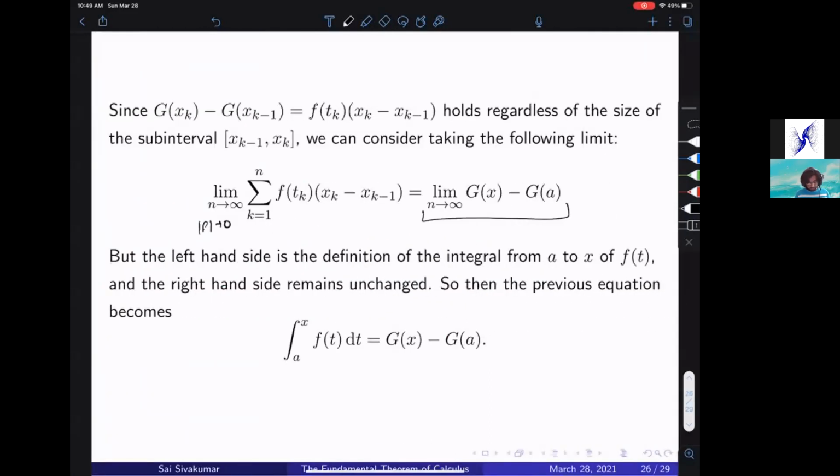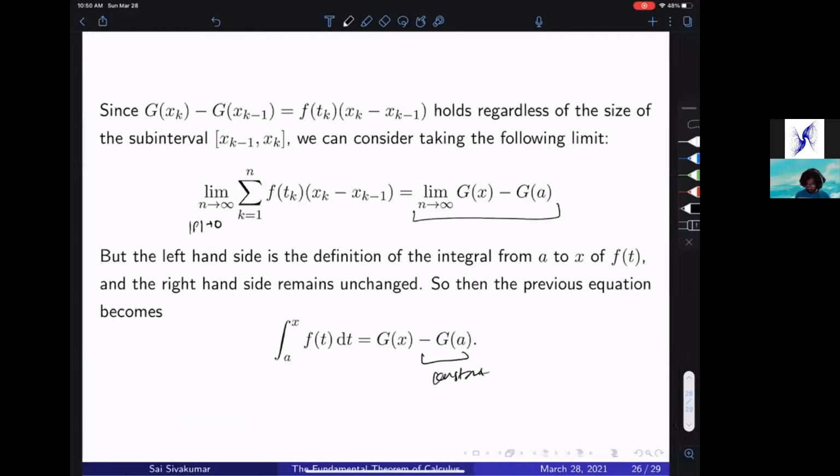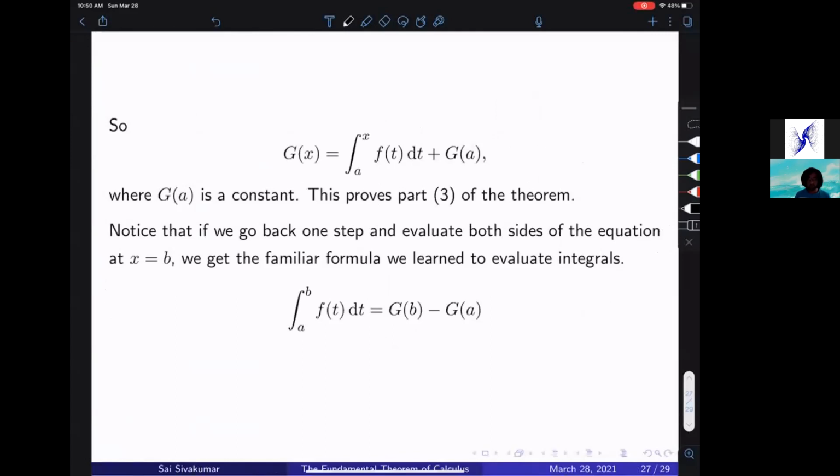So notice that the left side of this equation is just the Riemann integral definition of the integral from a to x of f of t, and then the right-hand side is unchanged. So this is the final equality that we get. So then, right, we move the g of a over to the left-hand side. a is a constant, g is just a function, so this thing is constant. So that's what we get. So this is the plus c that we wanted. So when you're doing indefinite integrals, and they always say remember the plus c, this is where we're getting that.